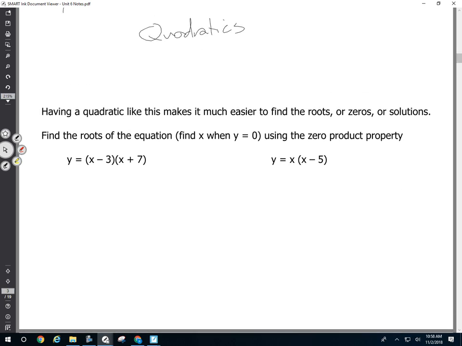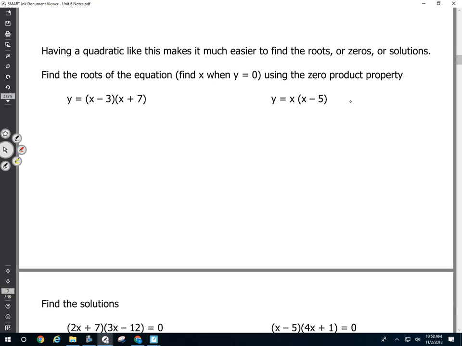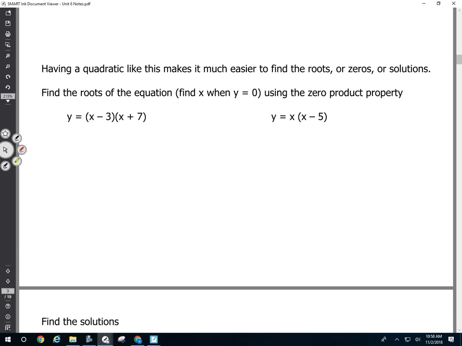Okay. Here's the key, gang. We know how to turn this into this, right? Since I know how to turn this into this, if I asked you to find the roots of this equation, and to find a root, this is very important, you're just assuming that we have an equation where y is 0. If I gave you this, 0 equals x squared plus 4x minus 21, at the beginning of class, you didn't know how to solve this.